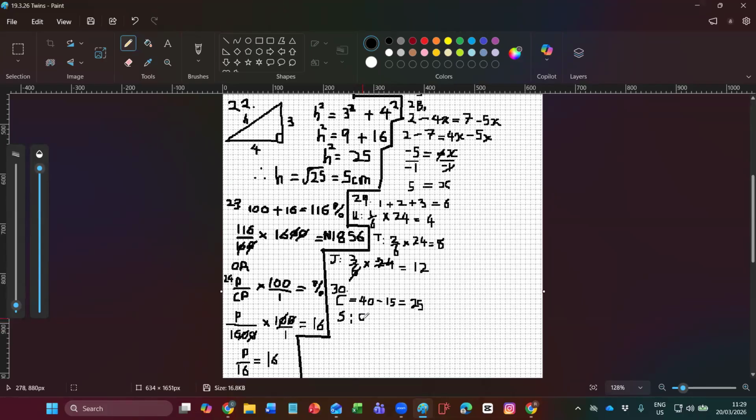Shewu's name was first, so that's why I'm writing S before C. So Shewu's own is what? 15. Chidi's own is what? 25. Please, I'm begging you. When people overlook details like this, that's how they fail simple questions. Please don't overlook these details. So 15 is to 25.